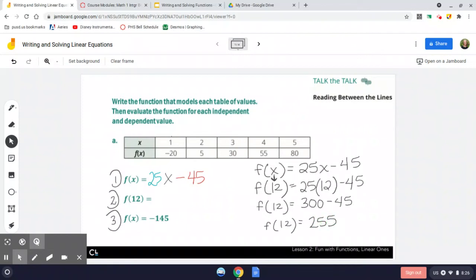Okay. So let's explain what this means. It doesn't tell us, but let's make sure we understand this. We don't know what this table is about, but we know when we put in a 12, we're going to get out 255 every single time. A 12 goes in, a 255 comes out. So where are you going to write this answer? Right here. You already have f of 12 equals, and it equals 255.